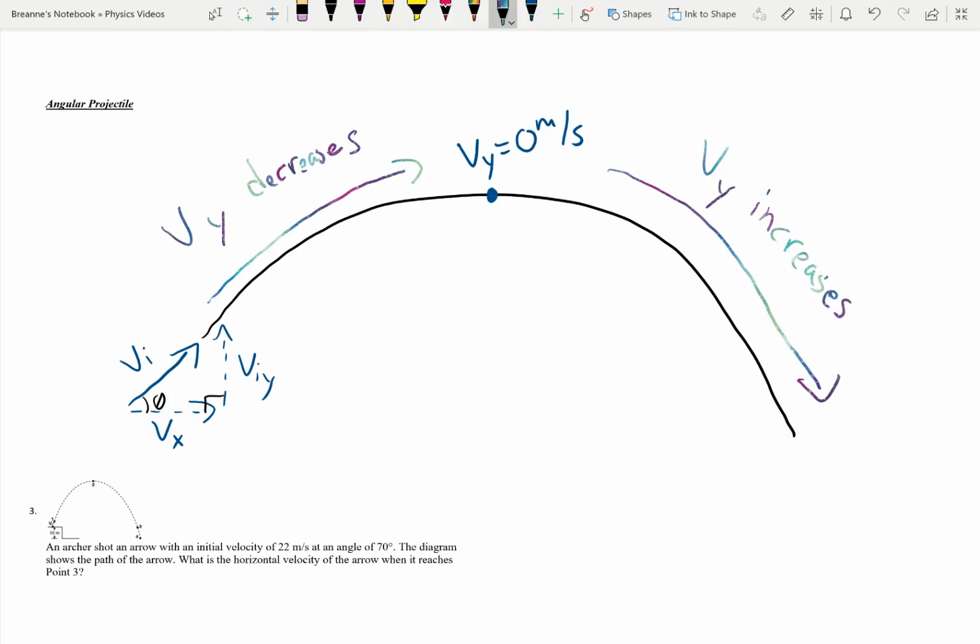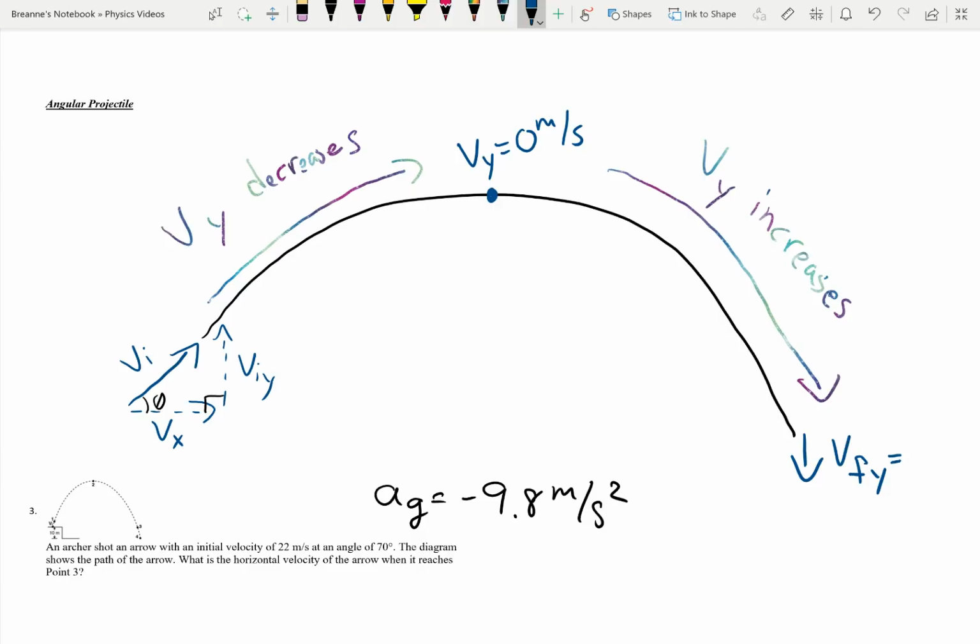Now it's increasing and decreasing at the exact same rate. It's doing that at negative 9.8 meters per second squared. The reason it's doing that at that rate, think about it, it's negative, it's pulling it down, so it's decreasing until it reaches 0, and then going down, it's going the same direction, so it's increasing. So that being said, whatever your VIY is, it's going to be the same for your VFY.